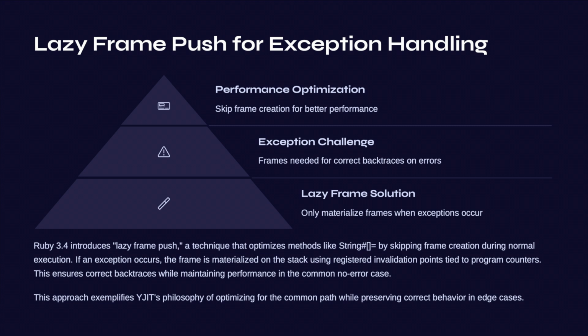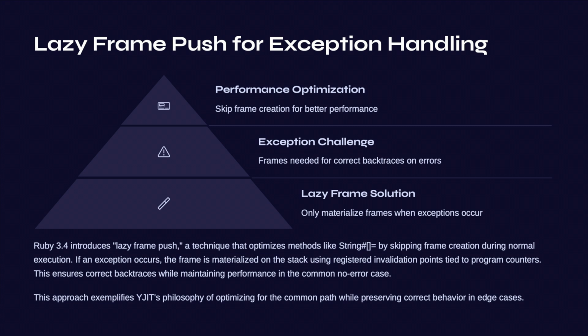Yeah. But what about exceptions? Debugging can get weird with optimizations like inlining. Oh yeah, that leads to the next big 3.4 improvement, lazy frame push. This tackles a problem with method inlining. Inlining is when YJIT copies the code of a called method directly into the caller, right? Avoids the overhead of a separate call. Exactly. It's a huge performance win. But to make it even faster, YJIT often skips creating a standard method frame on the call stack for that inlined method. A frame is like a bookmark, recording which method is running, where it was called from, etc.